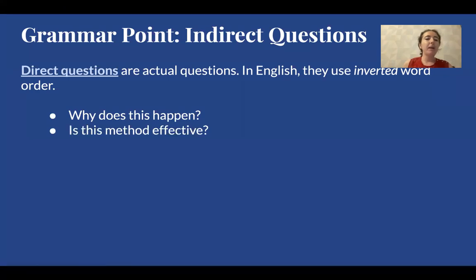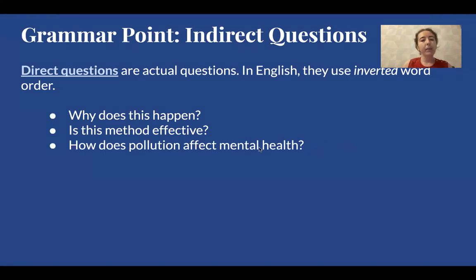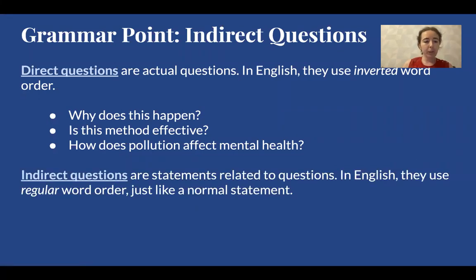So why does this happen? Might be an example. Is this method effective? How does pollution affect mental health? So, some fake example of a thesis, for example. An indirect question is not an actual question. It is a statement related to questions, statements related to what people have asked, that kind of thing. In English, they don't use this inverted word order. They go back to regular word order, just like a normal statement.